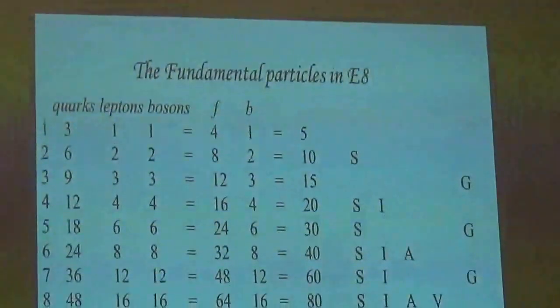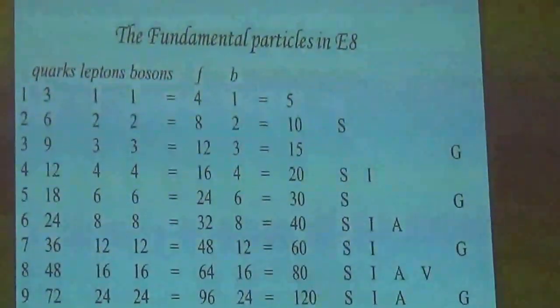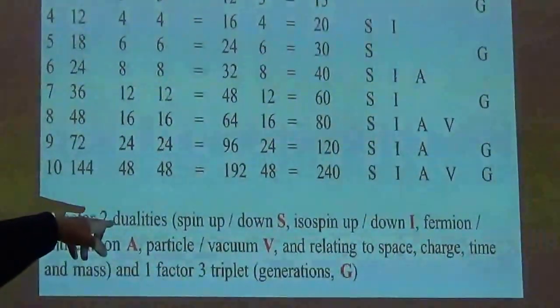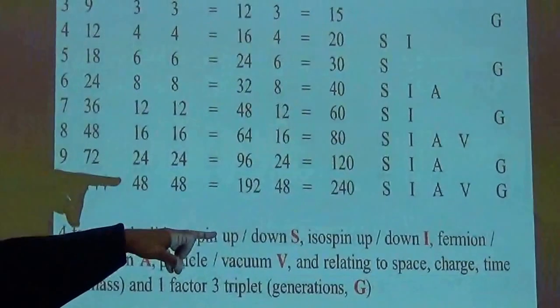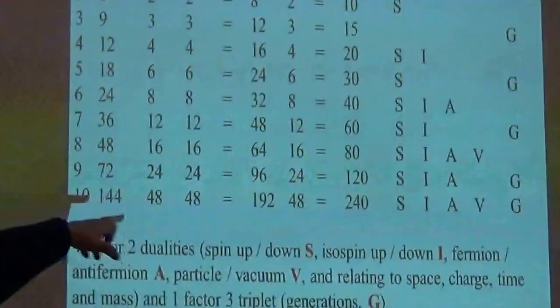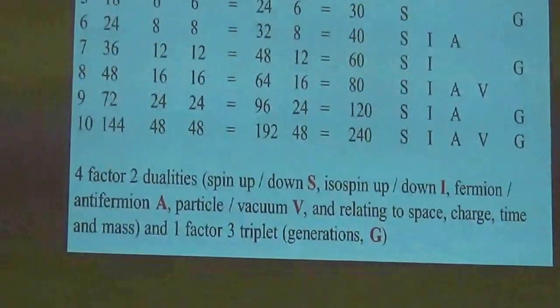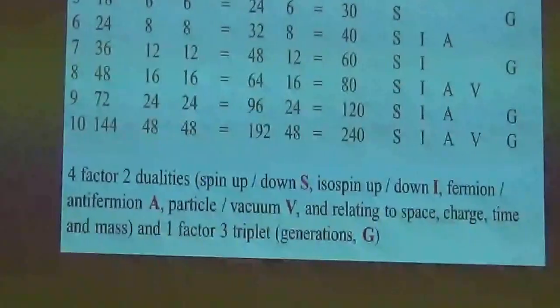Here's another thing you can do. Let me show you this one. This looks complicated, but it's really simple. This is building up to 240. You remember what Garrett Lisi did with his use of the E8 group. This is the E8 group that requires 240 root vectors.